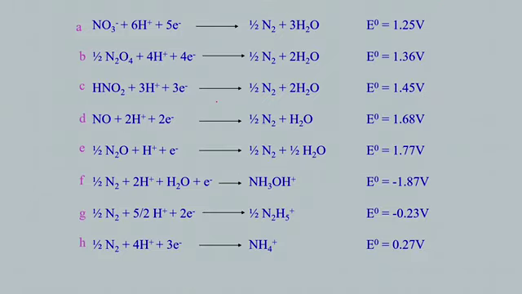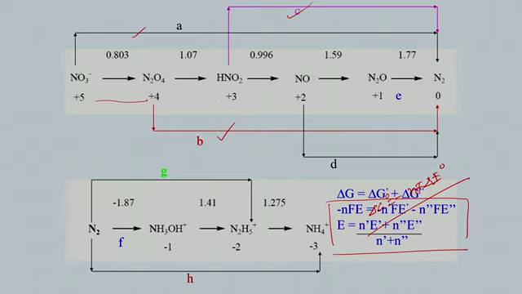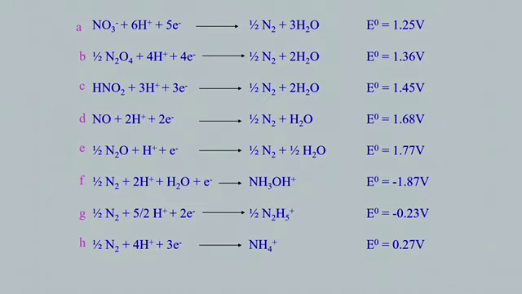So, if you do this one, from NO3⁻ to N2, you will get the E0 of 1.25, and for N2O4 to N2 you will get 1.36. Please do it today itself and recheck it. It is very easy, you will get this value.